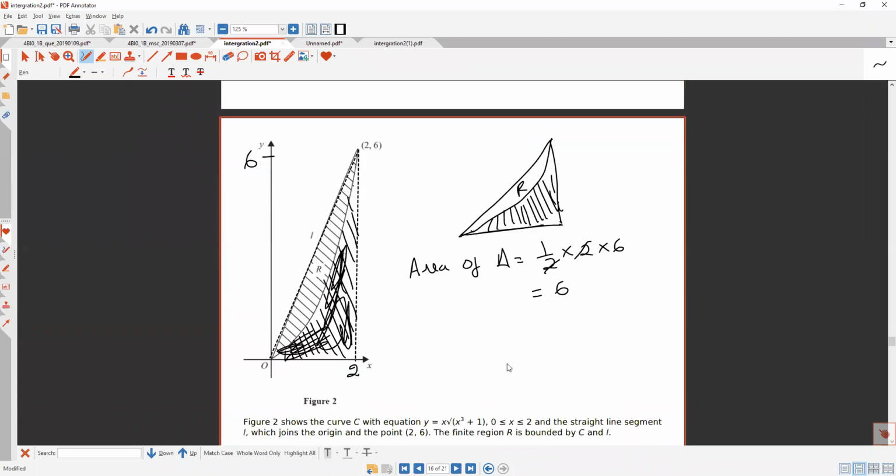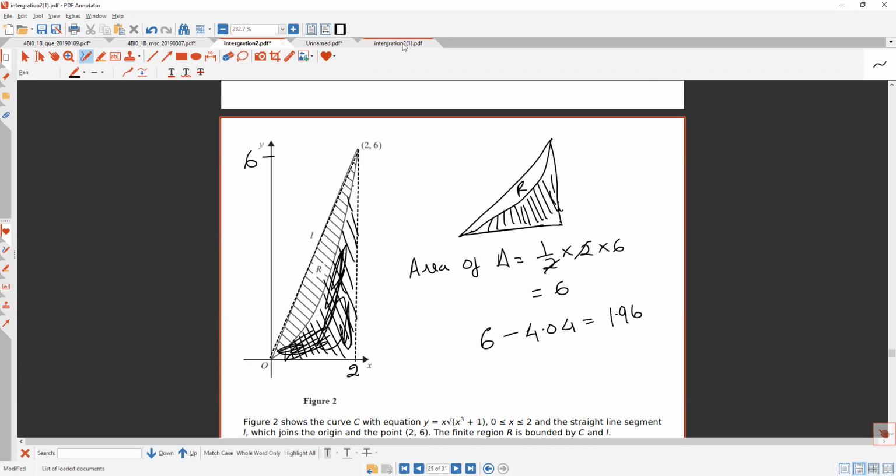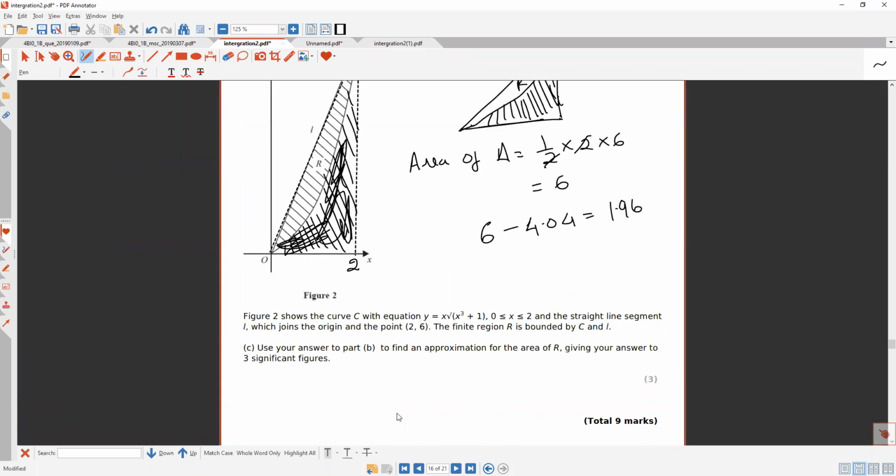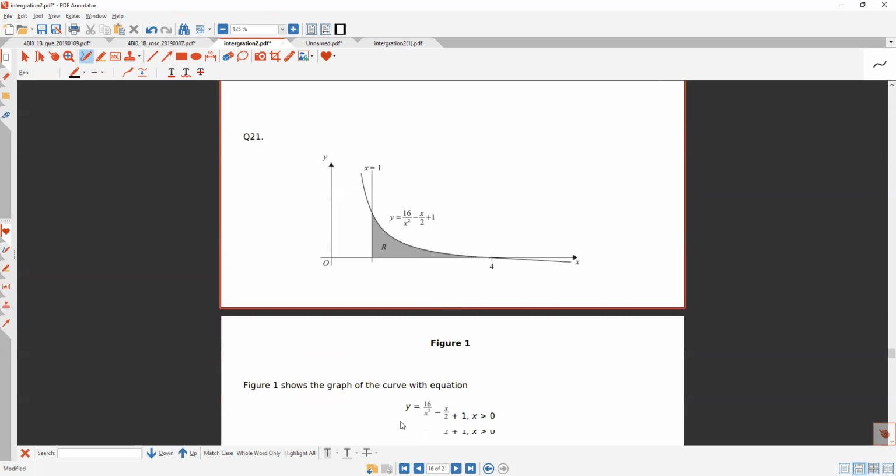4.04. So if I subtract the triangle area with 4.04, I might get my answer. So 6 minus 4.04, that's around 1.96. Check whether the answer is 1.96 or not. Actually, I forgot the answer. It is 1.96. Shirin, is that clear? Yes. Fine then. Okay, let's do some other question.